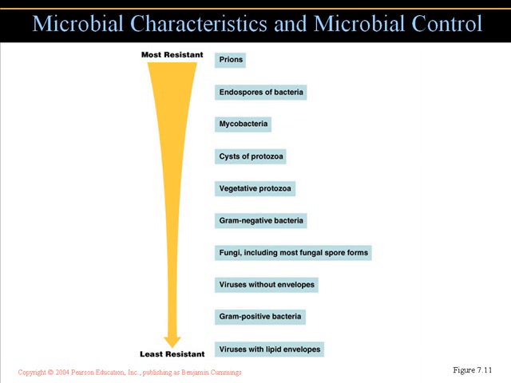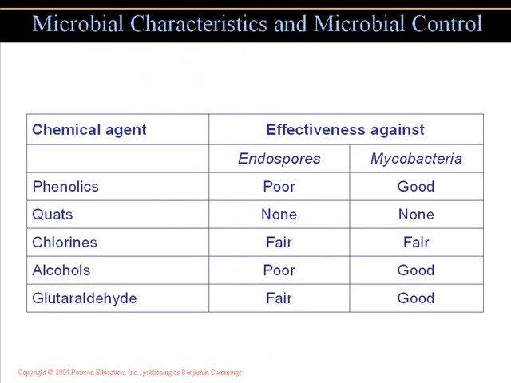This is basically a chart out of your book. At the top of the chart is the most resistant organism. At the lower portion of the chart is the least resistant organism. I would be familiar with the order, not that I would ask you to write out 1, 2, 3, but you certainly should know prions, endospores, and mycobacterium are much more resistant than gram-positive organisms and enveloped viruses, because viruses are very fragile. Gram-positive organisms are as well. And this is just a chart in your book that you can review at your leisure that shows the effectiveness of certain agents against endospores.